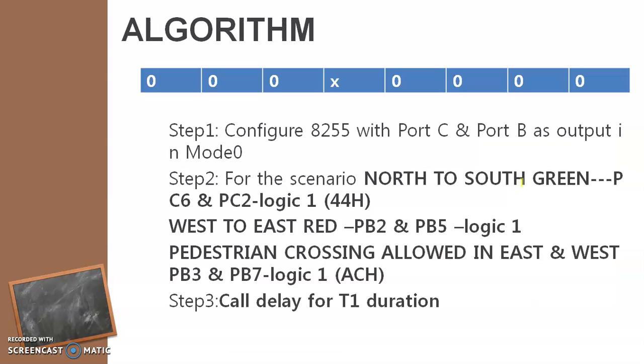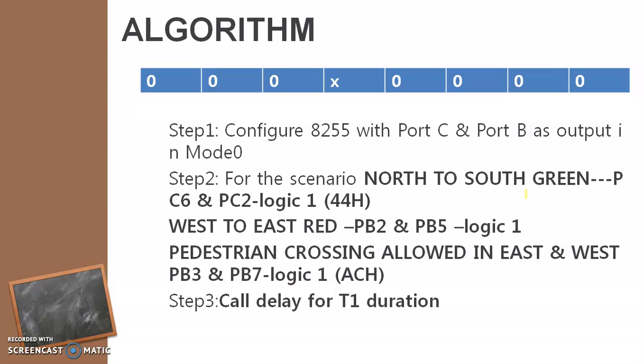So for those two LEDs to turn on, through the program we have to feed the word as 44, because from PC7 to PC0, PC7 is 0, PC6 alone is 1, PC5 is 0, PC4 is 0, PC3 is 0, PC2 is 1, PC1 is 0, PC0 is 0. So you get the word as 44. When this 44 is sent to port C, the green LEDs at the north and south will be lit up.